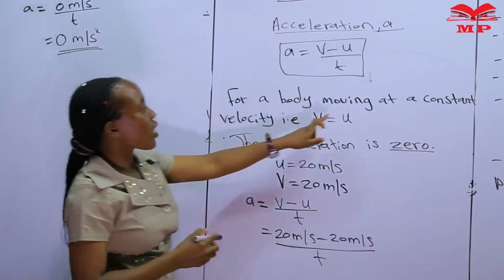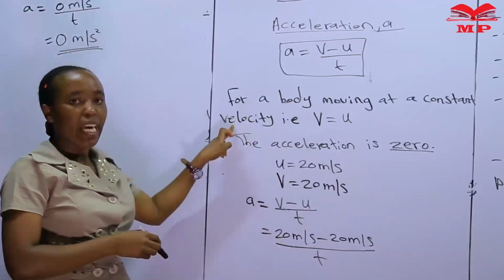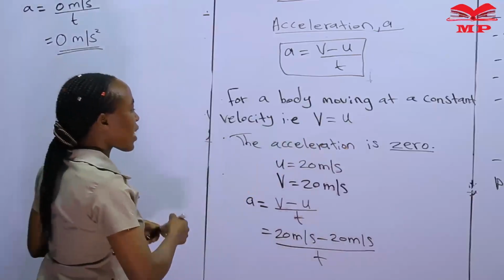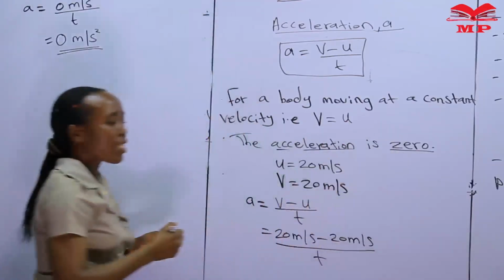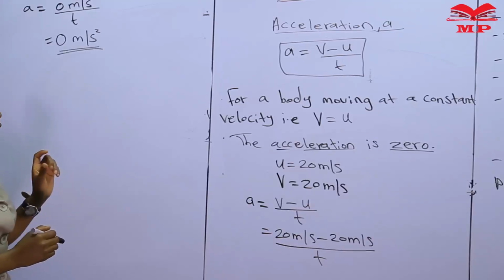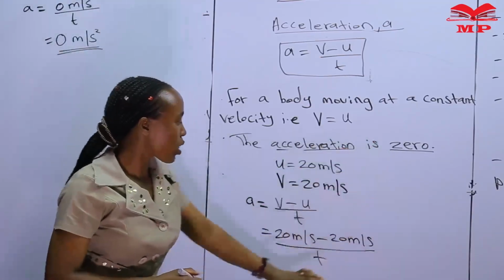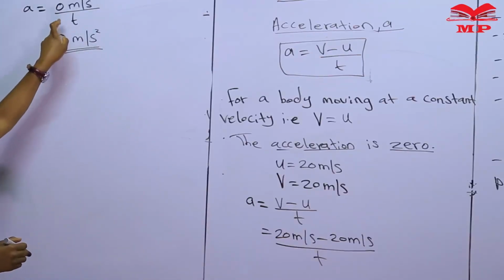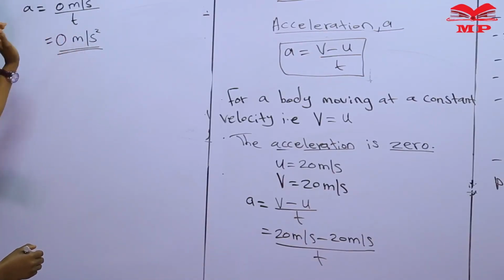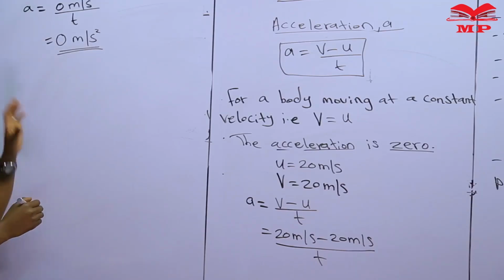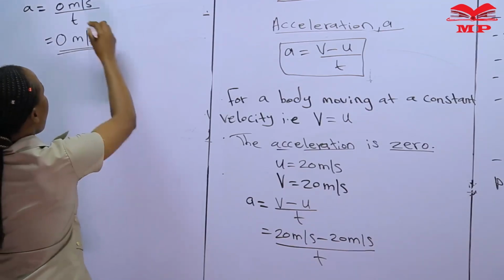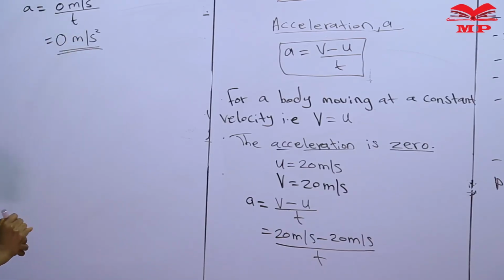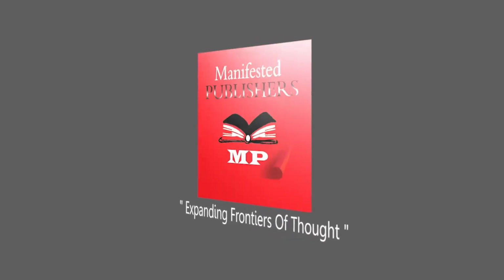So for a body moving at a constant velocity, that is, final velocity equal to the initial velocity, the acceleration of such a body is equal to 0, because when you subtract, you get 0 over a number. t can be any number which is not less than 1, and our acceleration therefore is 0 meters per square second.